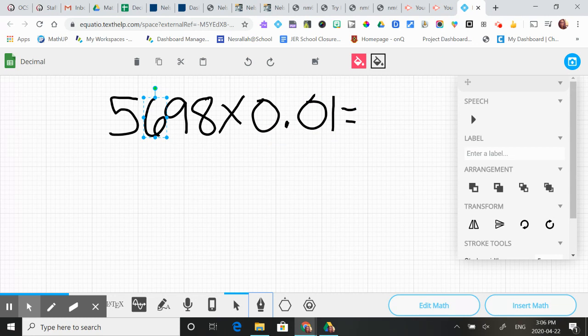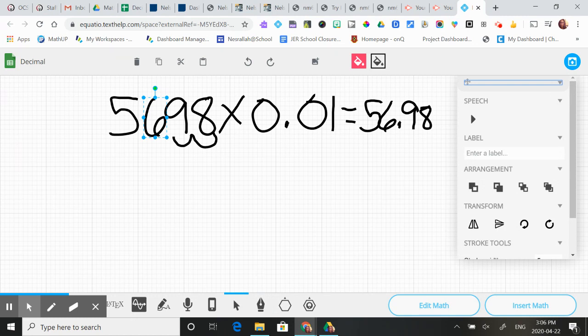So I know that when I'm timesing a hundredths, I'm going to have to move the decimal this many places. So that's 1, 2. That means my answer is 56.98. Easy peasy.